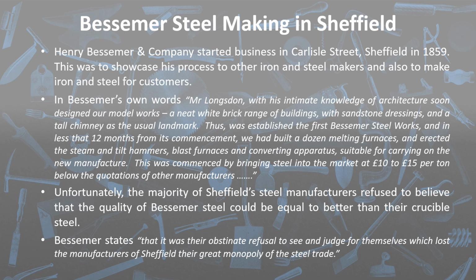Unfortunately, the majority of Sheffield steel manufacturers refused to believe that the quality of Bessemer steel could be equal or better than steel produced by the crucible process. Bessemer's view was that their obstinate refusal to see and judge for themselves lost the manufacturers of Sheffield the great monopoly of the steel trade.